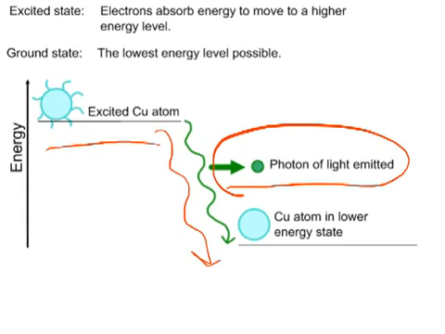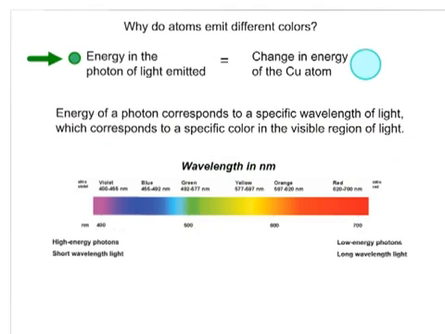Now, copper happens to release green light. Lithium will release red. Every single atom has its own special color of light that it gives off when its electron drops from a higher energy state to a lower energy state. Now, the obvious question, why do different atoms emit different colors? And that's a really good question.